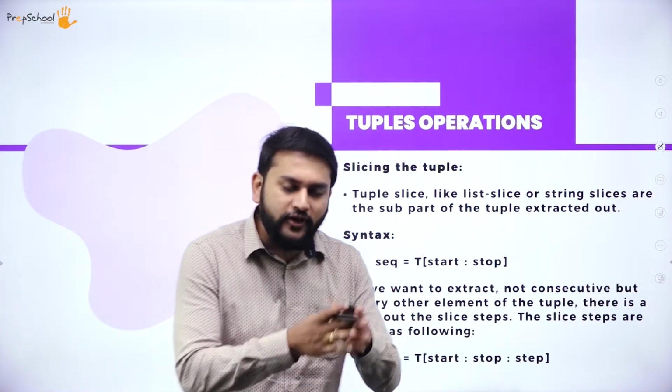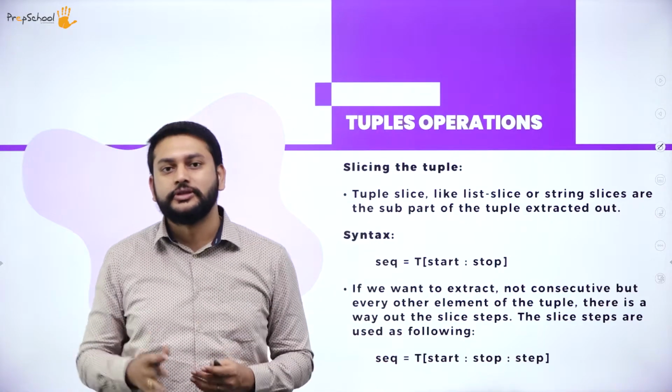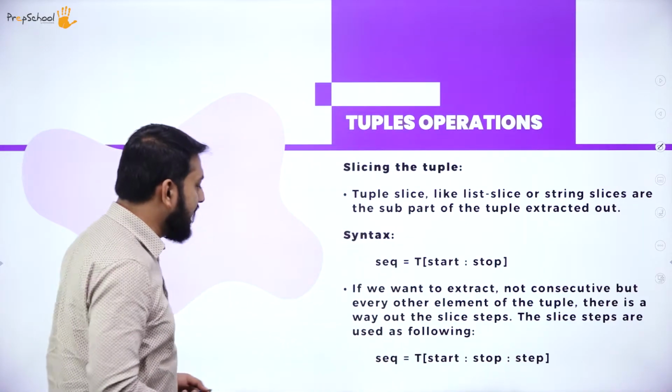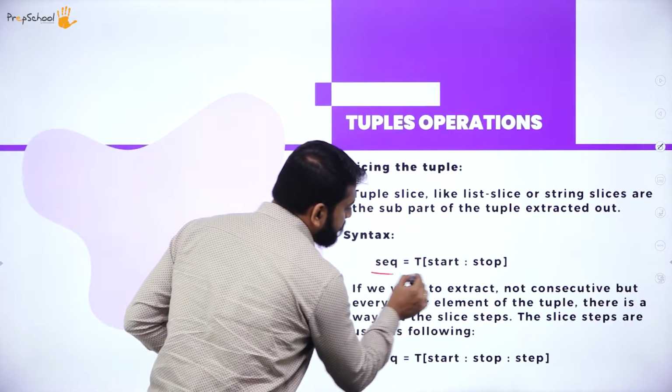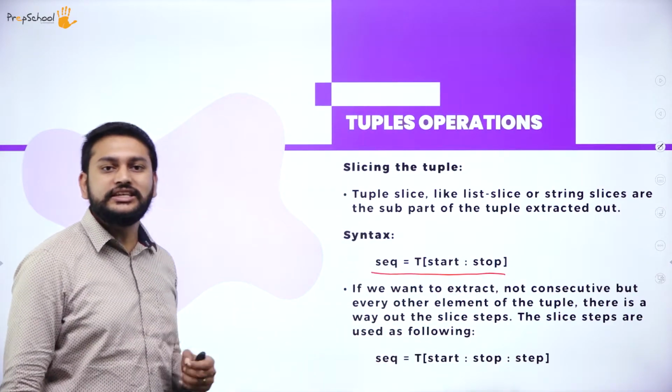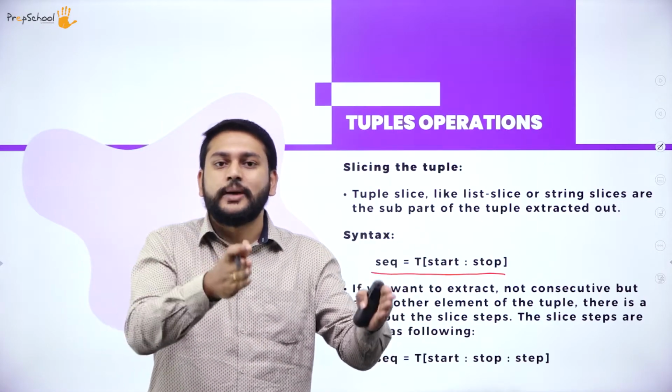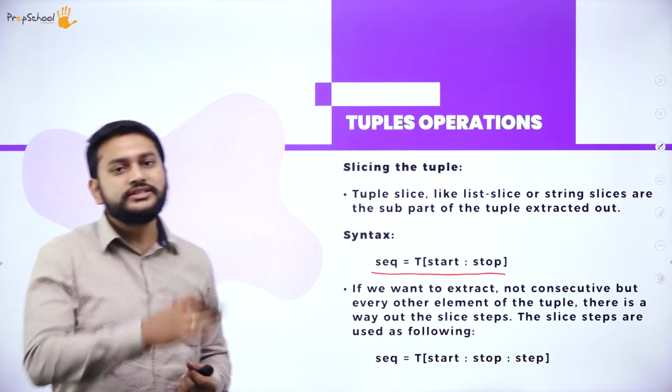So you are dividing the tuples into multiple subtuples. So how do we do that? With the help of slicing operation, we will be able to do that. With the help of slicing operation, we will be able to divide one slice into sub-slices, right? So what is the syntax for that?